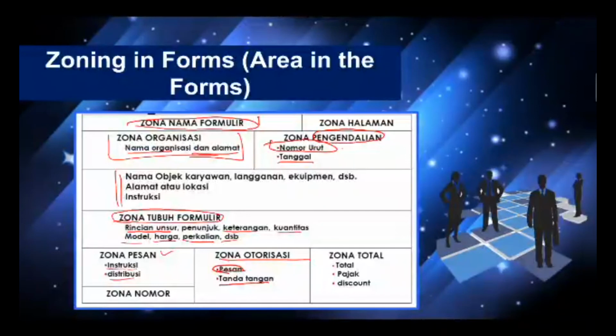And then this is the number. You may put this number in the top corner of this form, it depends on the company. And then the total, if there is a tax in it, and if there is a discount also, we can put this in the same form. Okay.